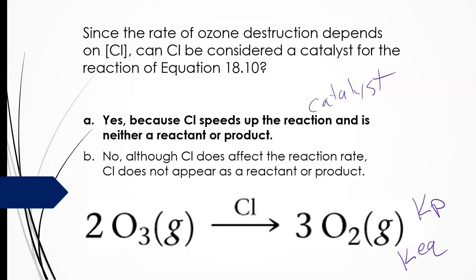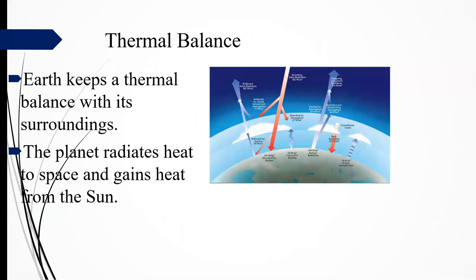The next thing that we're going to talk about is the thermal balance that occurs in the atmosphere. Now, the atmosphere, not only does it protect us from harmful radiation, right, as we've seen with ozone protecting us from UV, but it also keeps us warm. Right? So the Earth keeps this thermal balance with its surroundings. So basically, the planet radiates heat out to space, and then we gain heat from the sun, kind of like the inside of a car. Right? The sunlight comes in, passes through our atmosphere. Some of it gets kept inside. All of it gets reflected back out into space.